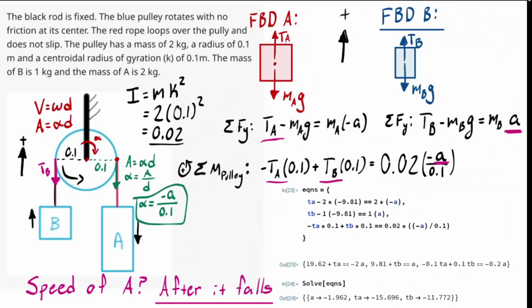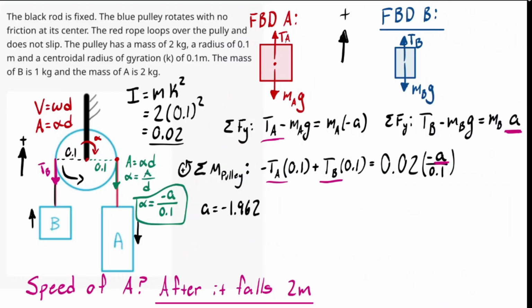I'm going to leave it there for a sec so you can look at it. Right. And I'm going to write it down over here. So this is what I got on my Mathematica. This is how I would solve it. And I got that A equals negative 1.962. This is assuming that up is the positive direction. If you assume down is the positive direction, then you get a positive value here, of course. Right, so that's my acceleration.